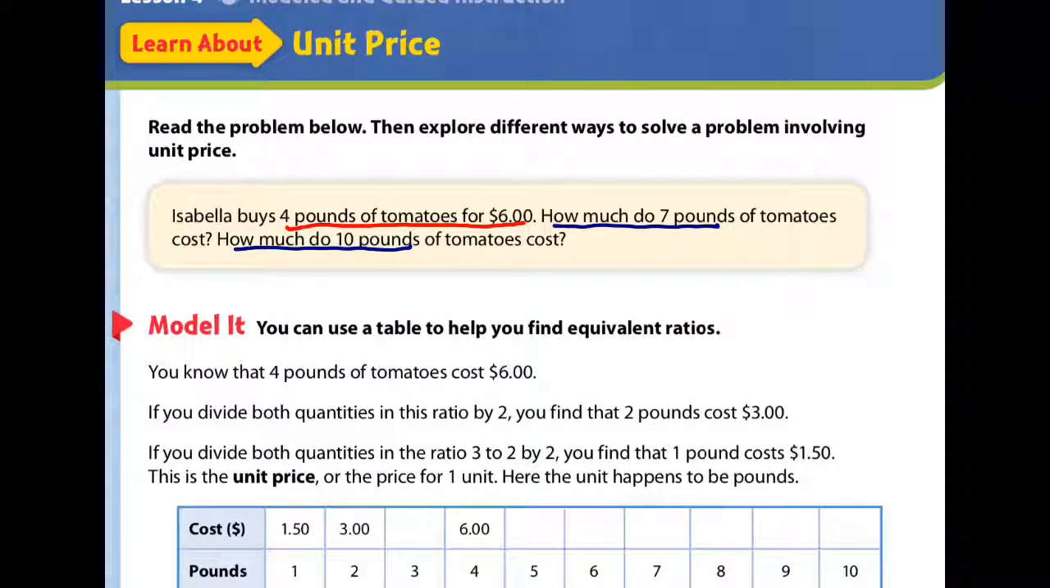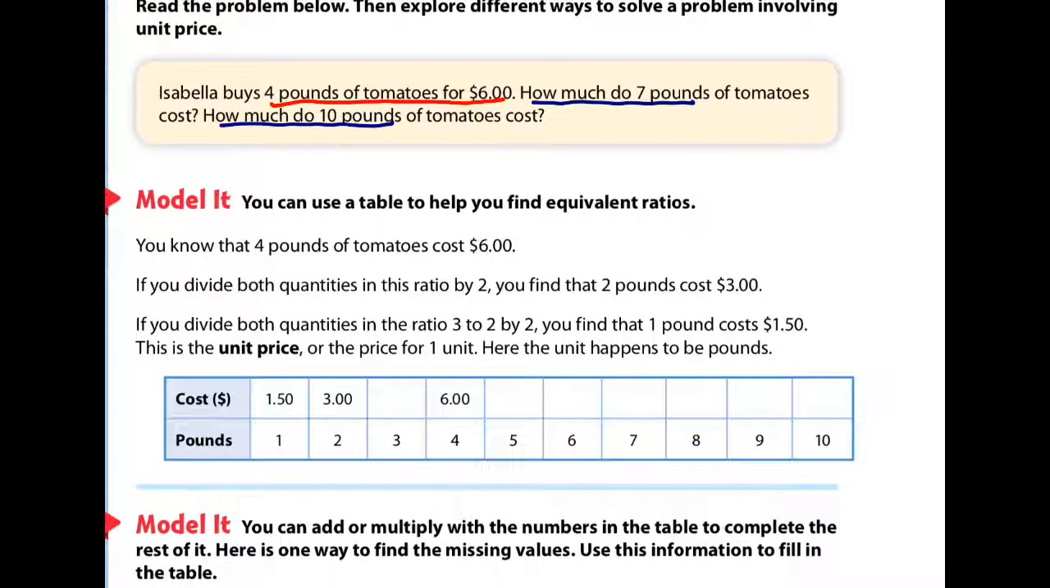So let me just explain what they were just talking about. We start with the ratio, 4 pounds of tomatoes for $6, which they gave us. $6 for 4 pounds right there. So the first thing they said is if you divide both quantities in this ratio by 2, so let me do that. I'll switch to green here. If you divide 4 by 2, you get 2, right? Then if you divide 6 by 2, you get $3. So by doing that trick, we know that 2 pounds of tomatoes cost $3.